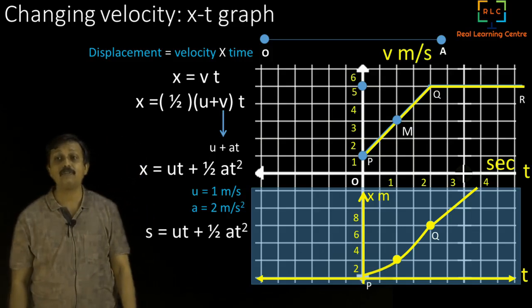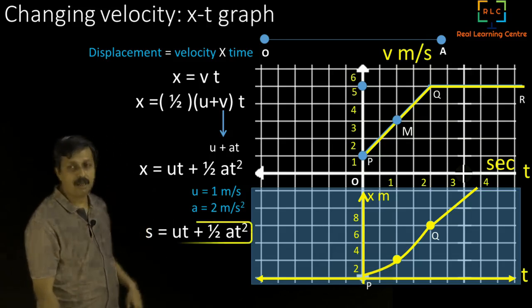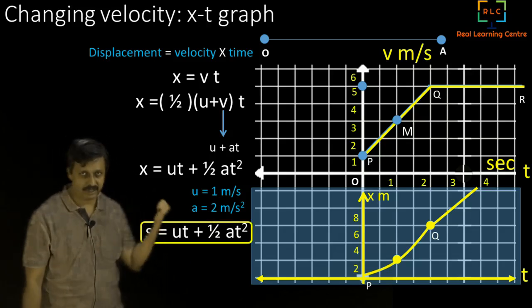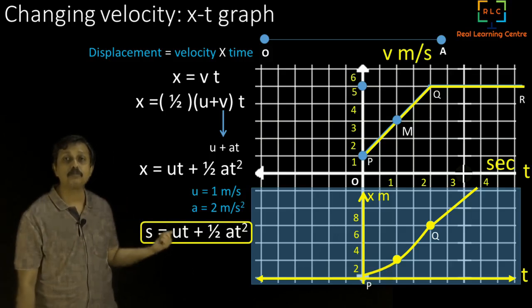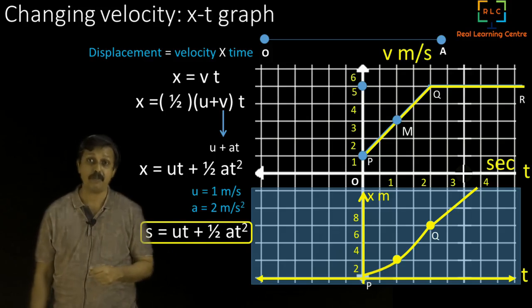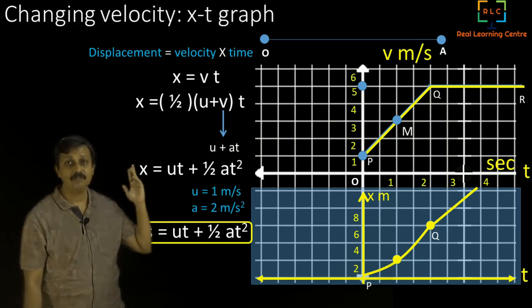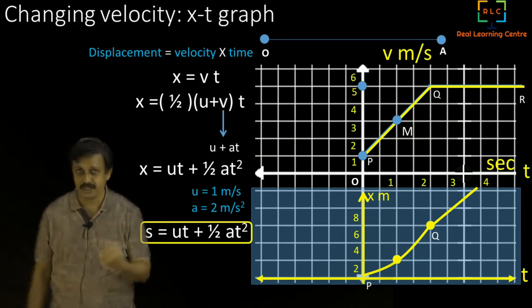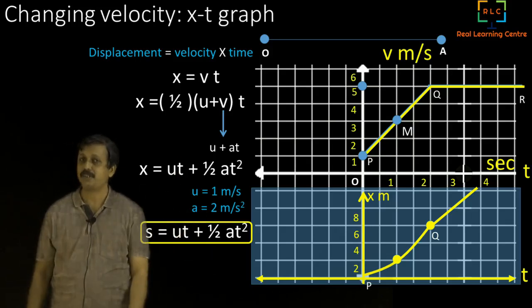So this is basically what we call the second equation of kinematics. And instead of x, we can write s also. Displacement is given as s. s is equal to ut plus half at square. This is another equation which we can use to solve many problems. So we have covered the first equation, v is equal to u plus at, and s is equal to ut plus half at square, and shown you graphically what it means.